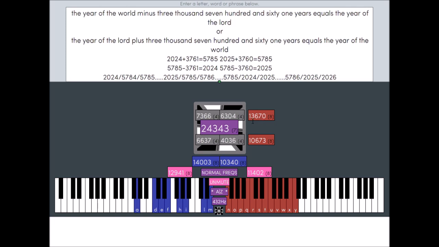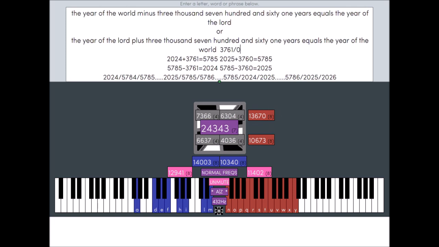It's 3761 and 3760, 3761 or 0. It's like a reminder within it.